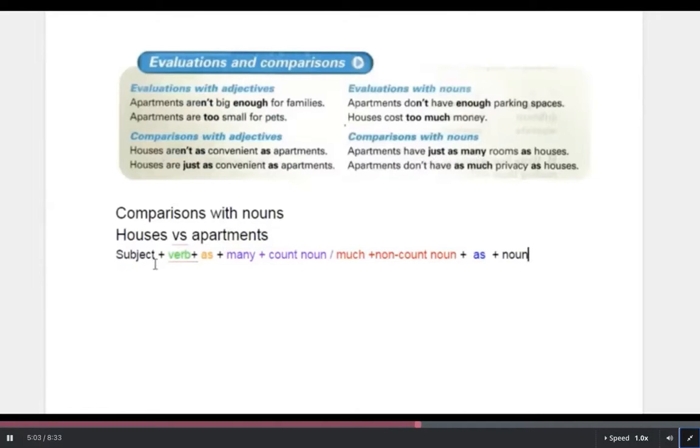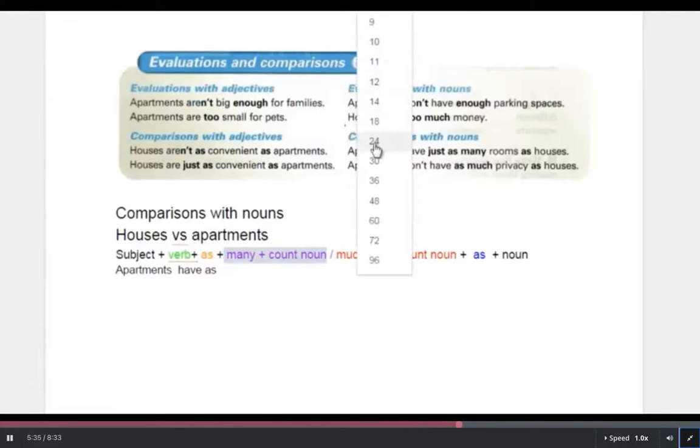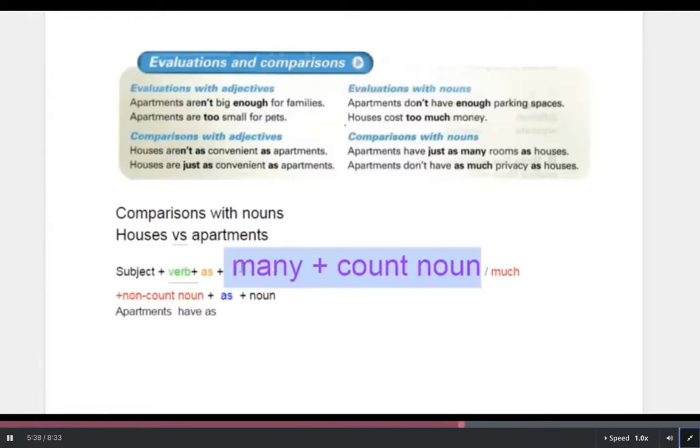So first of all, we're going to have some sort of subject. So in this case, as you can see, apartments is our subject there. I'm going to go ahead and make this small because I want it to fit on the screen. So apartments, that follows the verb. The verb can be in its positive form or in its negative form. And then we're going to include as, or just as you can see there. And after that, you will include many plus a count noun. So I want you to pay attention to that real fast. We're going to have many plus a count noun.